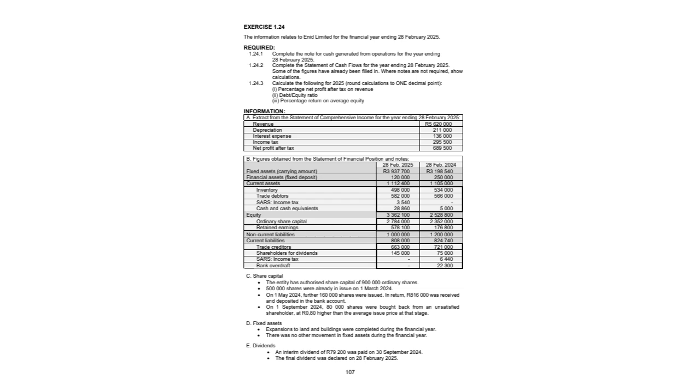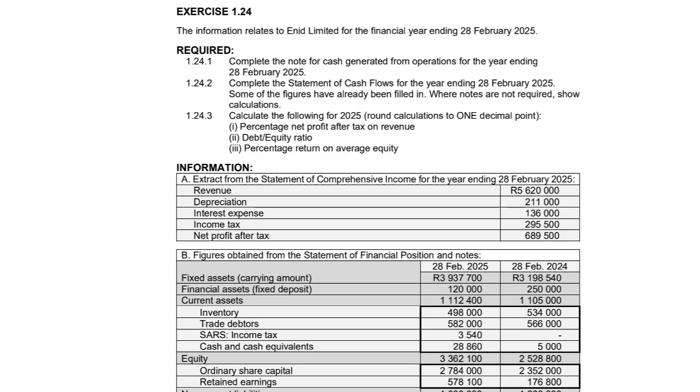Exercise 1.24. The information relates to Enid Limited for the financial year ending 28 February 2025. Required 1.24.1. Complete the note for cash generated from operations for the year ending 28 February 2025. 1.24.2. Complete the statement of cash flows for the year ending 28 February 2025.